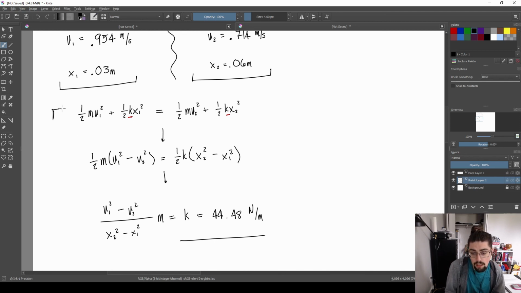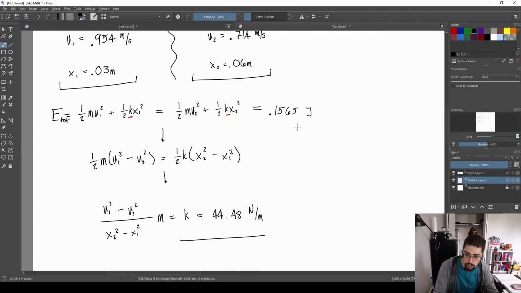I can say that E is equal to both of these. Plug in the numbers for either one. It should give you the same result, and that result should be something like 0.1565 joules. That is our total energy of the system, and I'll even write it: energy total is equal to 0.1565 joules.